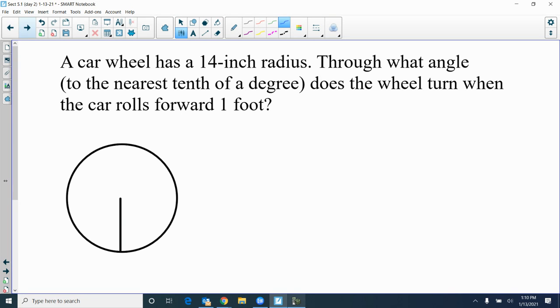All right, that next one down there: a car wheel has a 14-inch radius. Through what angle, to the nearest tenth of a degree, does the wheel turn when the car rolls forward 1 foot? So your final answer has to be in degrees. All right, think about the situation. Take a second or two.